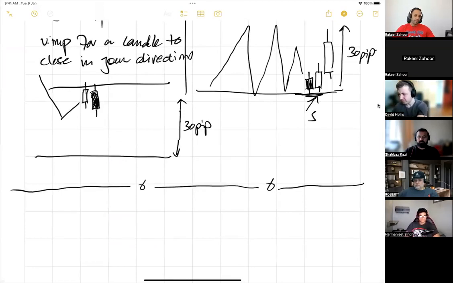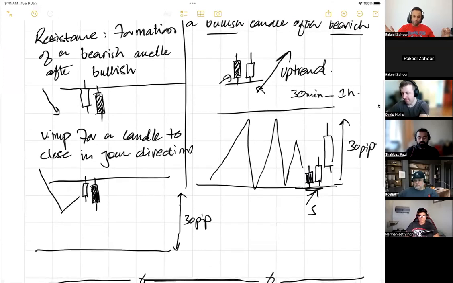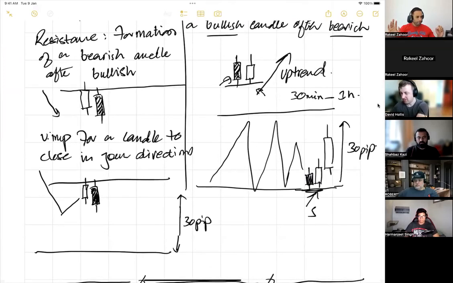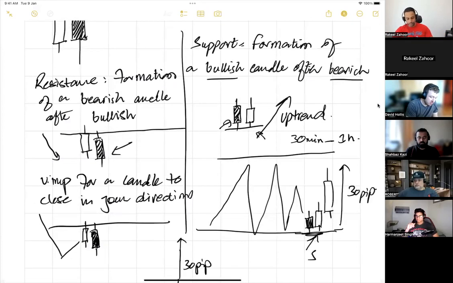All right. So we're good now. We're good for support, resistance. This was the end of section 1. Support, resistance is very simple. When a candle closes bearish after a bullish candle, here, this is resistance forming. When a candle closes bullish after a bearish candle, that's your support.